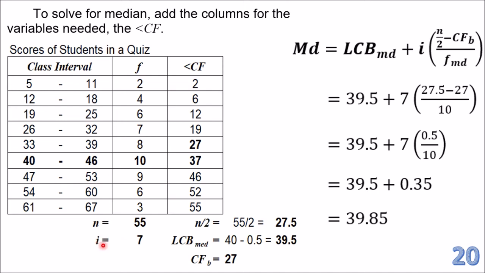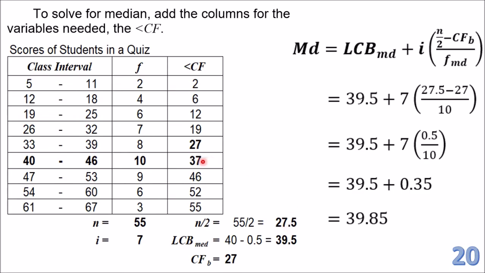And then i, ganun pa rin yung class size natin, 7. Just the difference of the two consecutive class boundary. N over 2, so ito yung mag-identify actually. N over 2, so i-solve na natin to. N is 55. So, 55 divided by 2 is 27.5. So ngayon, hanapin natin dito sa less than CF kung saan na-belong yung 27.5. So hanapin natin yung number na next dito sa 27.5. Okay, and that is 37. Okay, greater than N over 2.